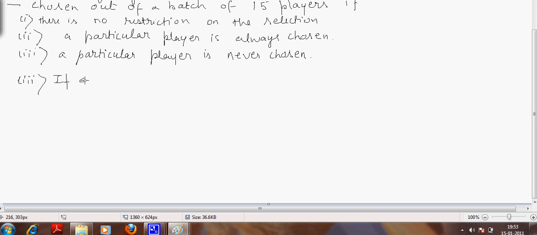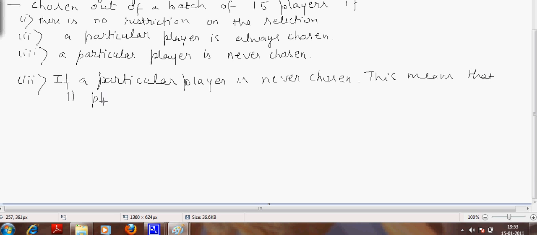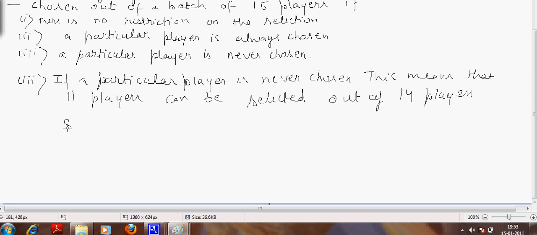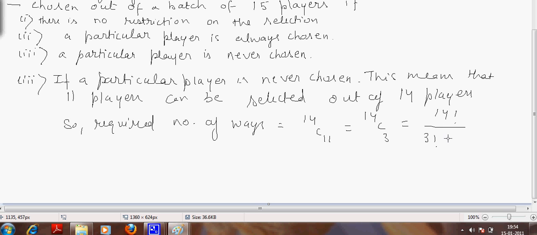Now let us see the third case. Third case, a particular player is never chosen. If a particular player is never chosen, this means that 11 players can be selected out of 14 players. So the required number of ways will be equal to 14C11, which will be equal to 14C3. Applying the formula of combination, that is 14 factorial over 3 factorial into 11 factorial, we get 364. This is the required answer. So we have seen some examples based on combination.